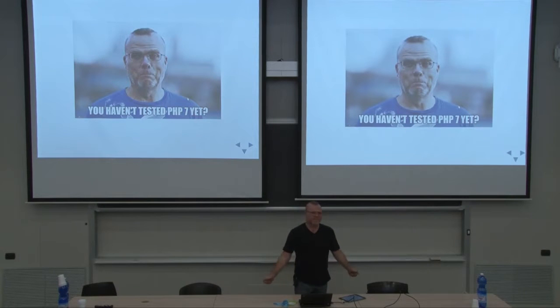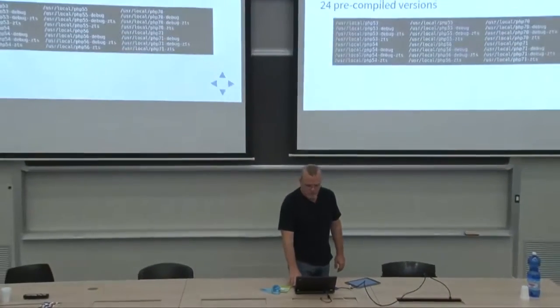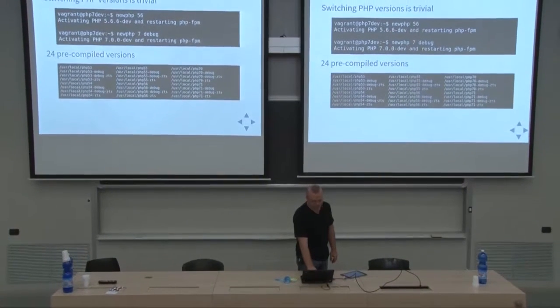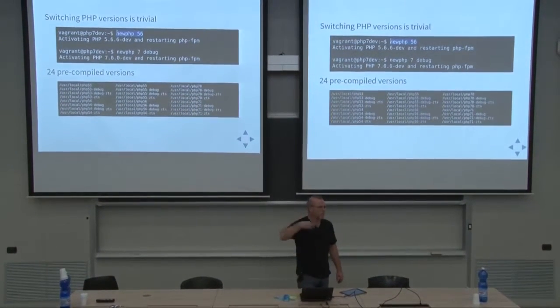So you really should have tested PHP 7 already because we're getting so close to release. Please do so. I have a Vagrant image. It's very, very easy. Git clone from GitHub, the PHP 7 dev repository. That grabs a Vagrant image, you can Vagrant SSH into it, and you have lots of different versions of PHP, 24 different compiled versions actually, and you can switch versions just by typing new PHP and the version you want.